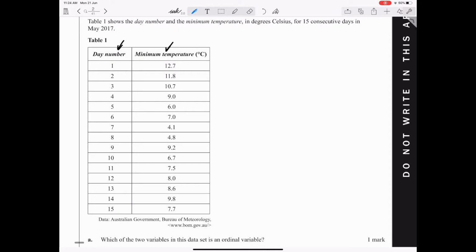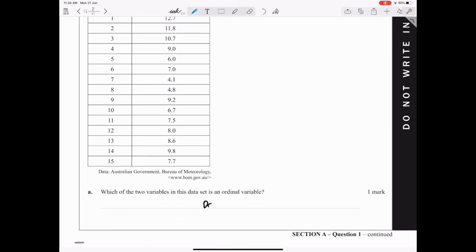We know minimum temperature is a numerical variable because we're recording the temperature in degrees Celsius, and day number clearly shows an order. So 1, 2, 3. There's an order to the days recorded. So therefore, day number is the ordinal variable.